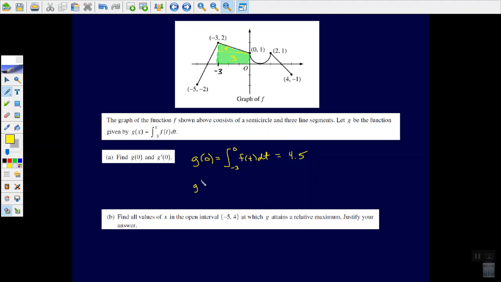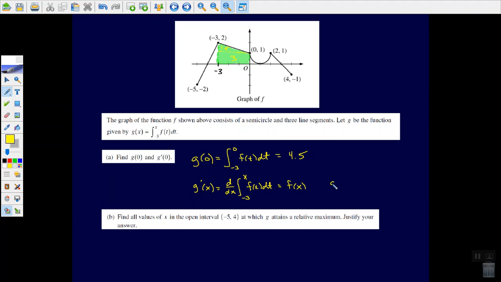Now g prime is actually even easier because remember we're finding the derivative of this function g. This is where we remember the fundamental theorem of calculus, the second part, and we're actually going to write just g prime of x first to remind you that g prime of x is now the derivative of this integral. And there's an important theorem here that says the derivative of this integral leads back to the original integrand, and it's now a function f of x.